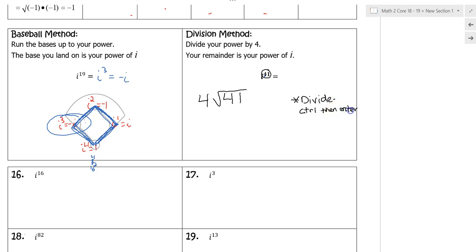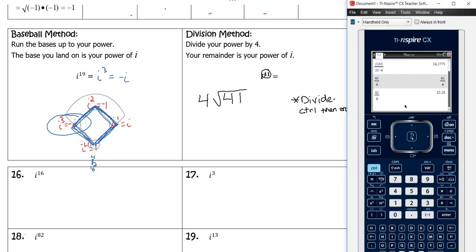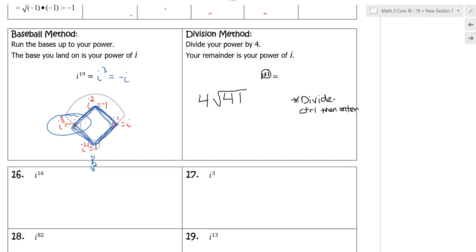Because we do want it as a decimal. Okay. And all I care about is how many times 4 fits into 41. 4 goes into 41 10 times. There's this remainder, and I don't care about the decimal. All I care about is that it goes in 10 times. So we get 10.25. We don't care about that part. I'm just going to put the 10 up there.